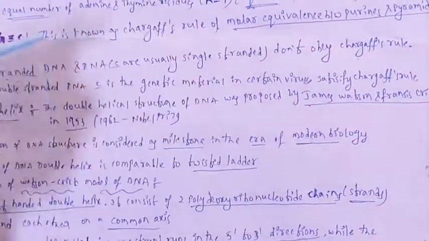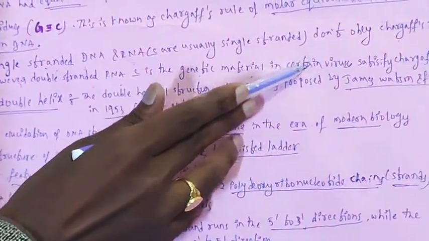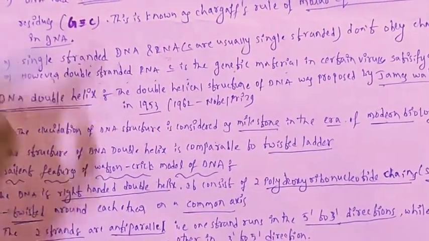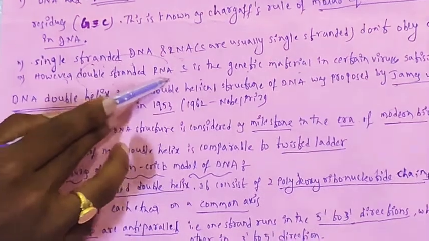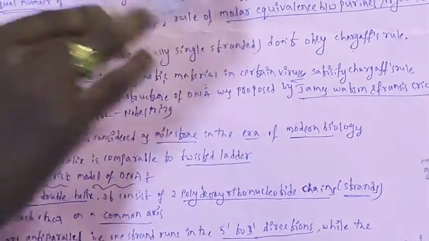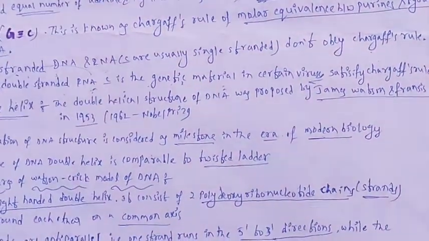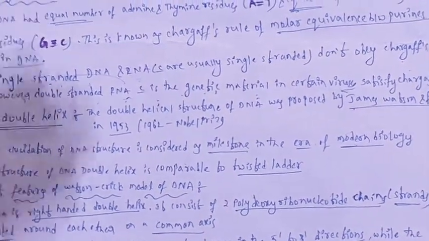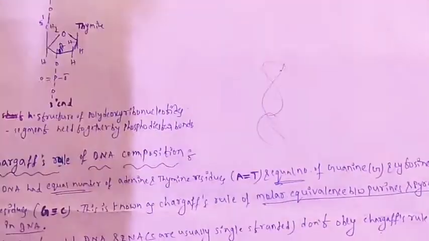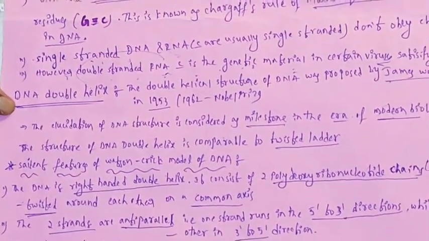Keep in mind, however, that double-stranded DNA, which is the genetic material in certain viruses, satisfies Chargaff's rule. Most of the time RNA is single-stranded, but double-stranded RNA, which is the genetic material in certain viruses, can obey Chargaff's rule. If they obey it, they must consist of two strands like this: this is one strand, this is one strand. Double-stranded.